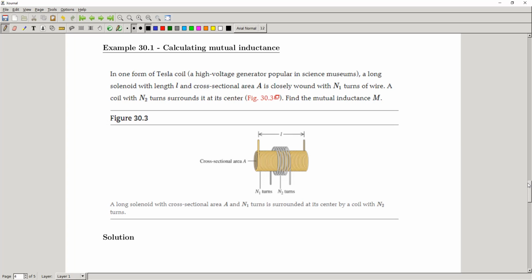Okay, so in one form of a Tesla coil, we go into the question here. A Tesla coil is just a high voltage generator popular in science museums.